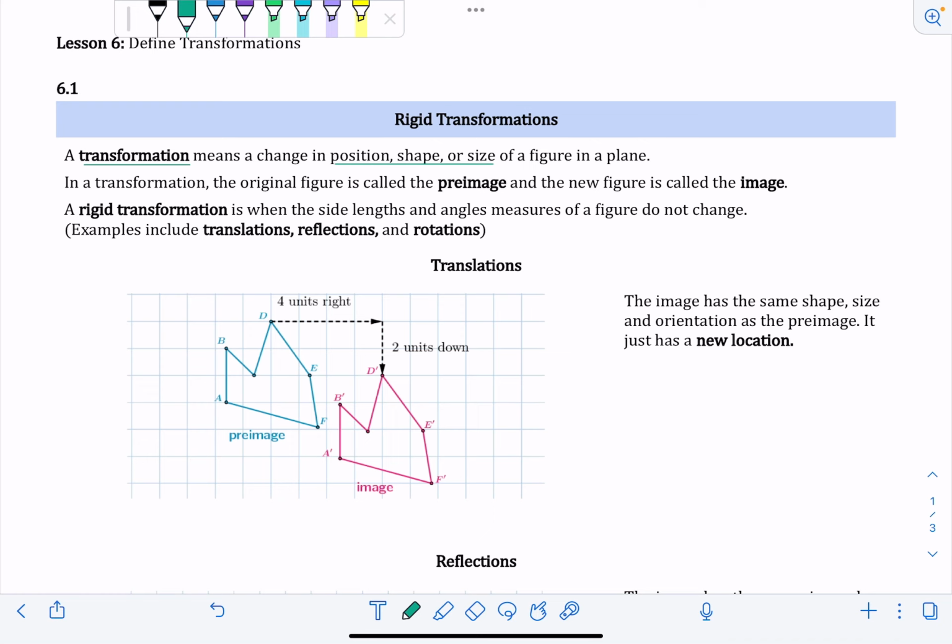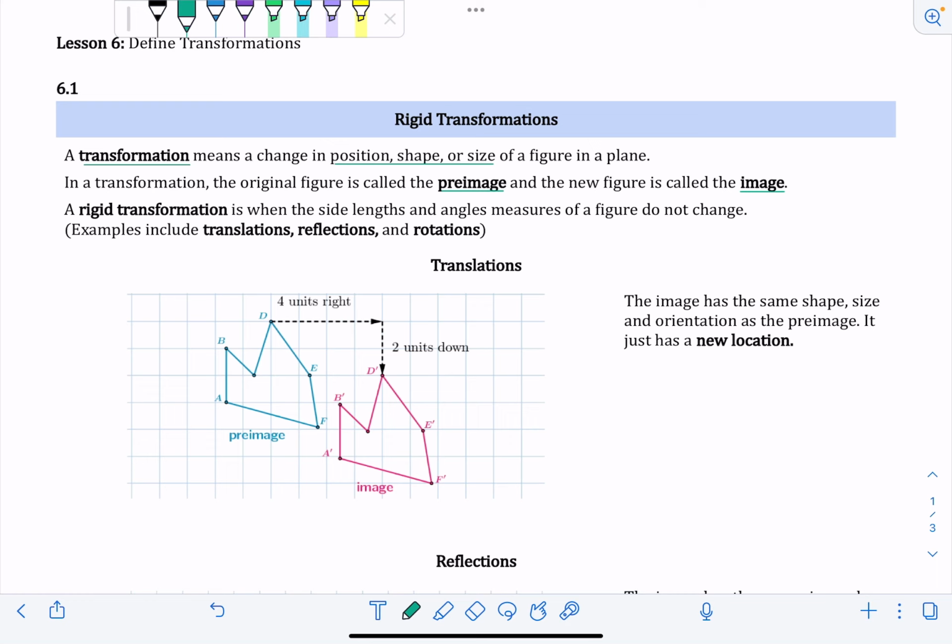And then the second line, in a transformation, the original figure is called the pre-image and the new figure is called the image. So if you were, say, given a problem, given a shape, and asked to apply transformations to it, the original problem would be the pre-image, and then the new one that you draw would be called the image.